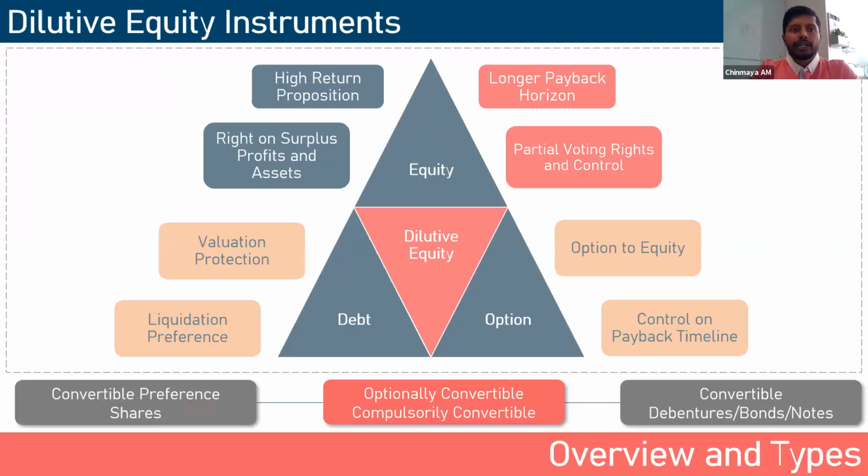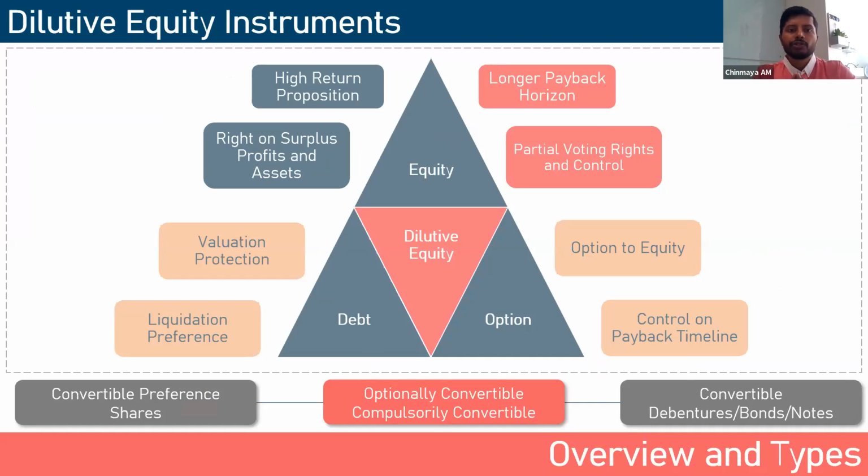So next category is dilutive equity instruments. It's a combination of equity and other instruments. Generally this will have the highest return proposition because it will have both categories of benefits, so it will have the highest proposition of risk, and that's why it will have the highest value also, and more money to be invested to get it.